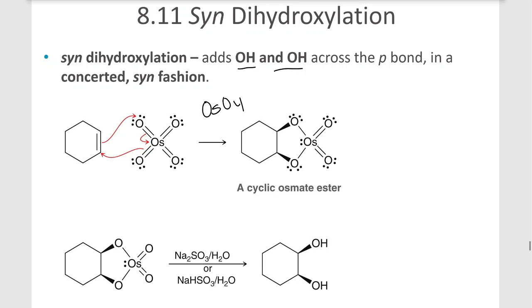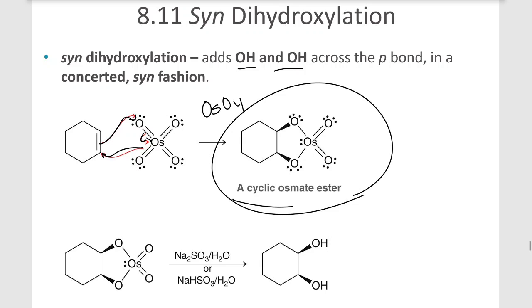Okay, and so this osmium tetraoxide adds to the double bond in a concerted fashion, and we won't worry too much about the mechanism, but the alkene attacks one of the oxygens of the reagent, and then the other oxygen attacks the other side, so we get this cyclic osmate ester as an intermediate. That cyclic osmate ester is removed with sodium sulfate or sodium bisulfate to give the Syn or the cis diol. So in this case we have a ring, so this would be a cis diol with both of the bonds on the same side of the ring.